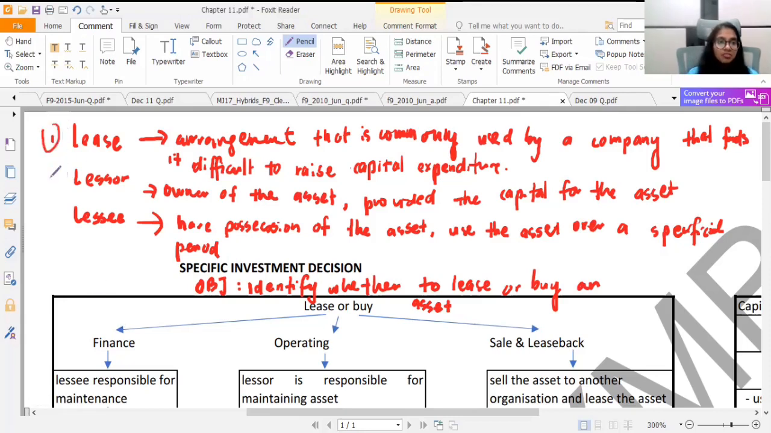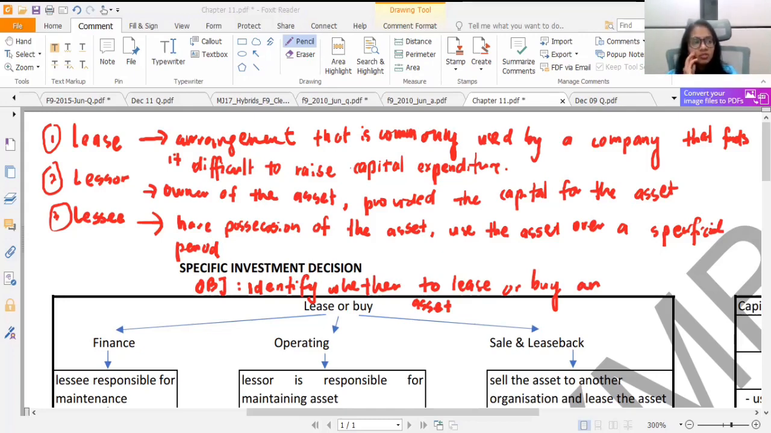So guys, these are the three major terms. Why you need to know this is because throughout this whole topic, I'm going to use the term lessee, lessor, and also leasing. Now, common examples of people who are lessors. Lessors are normally insurance companies, financial institutions, banks. These are normally the examples of lessors.